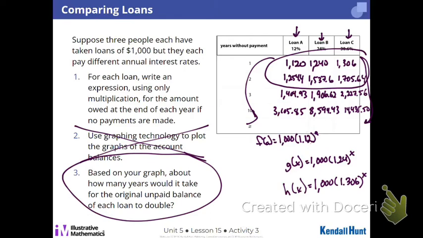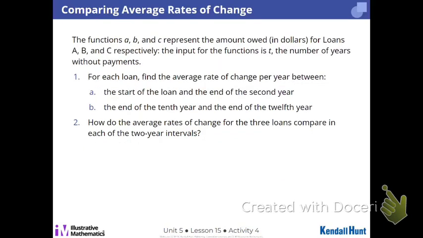Bigger, because we know how exponential functions work, right? So you guys got to use that data. You're going to help me. We're going to do this one kind of together. For each loan, we're going to find the average rate of change per year from the start to the end of the second year, and from the end of the 10th to the end of the 12th, okay?